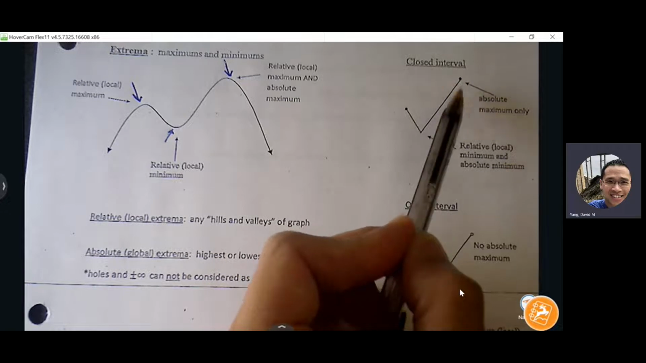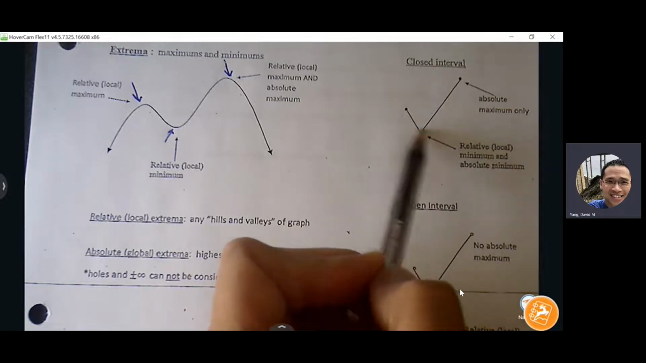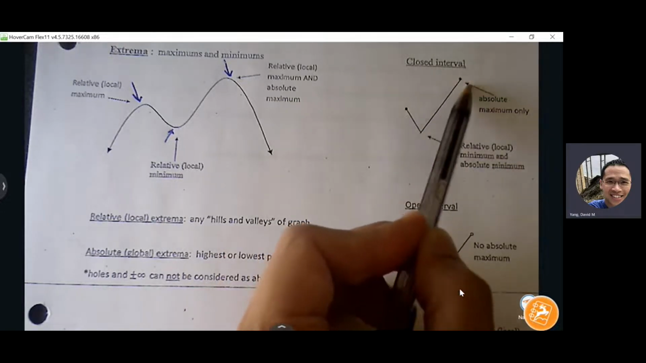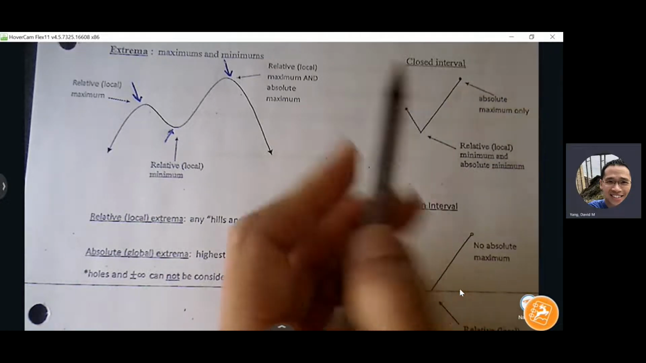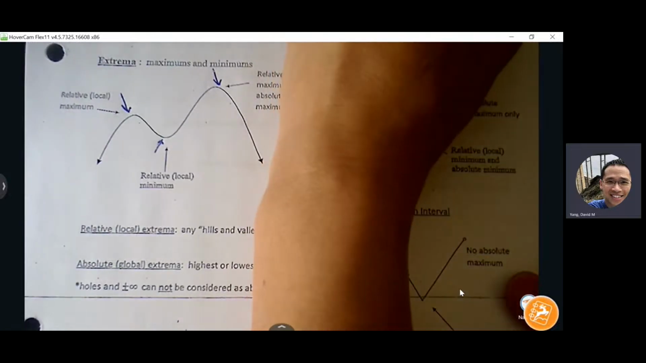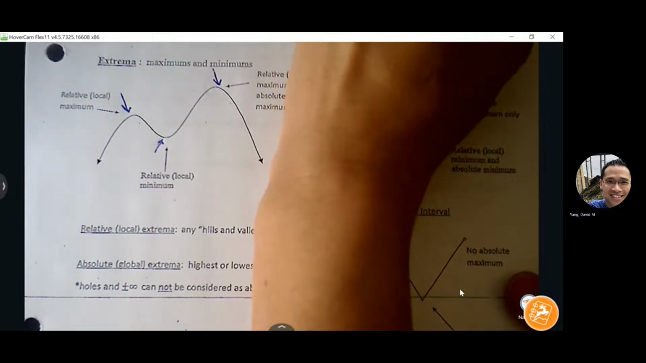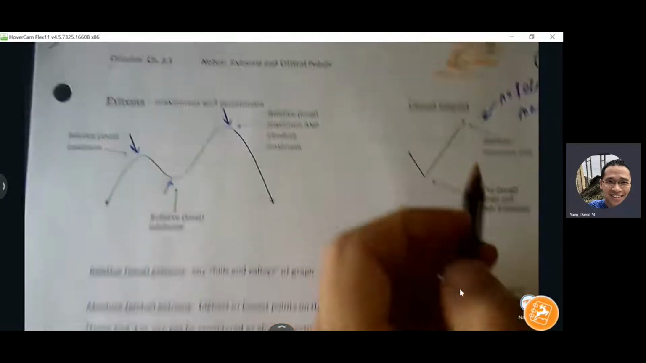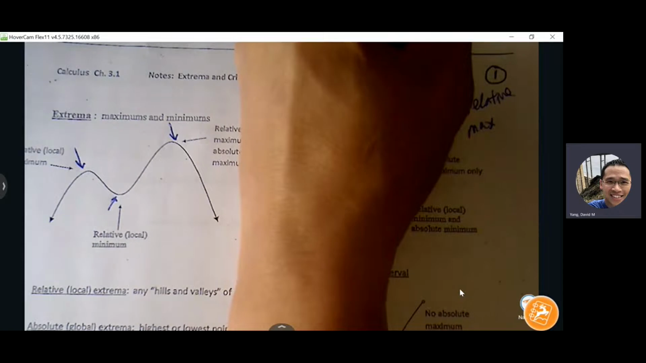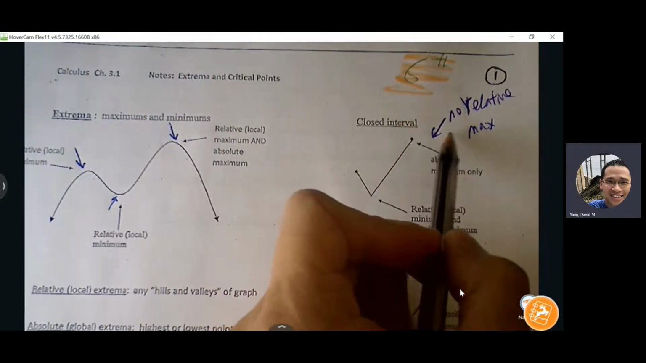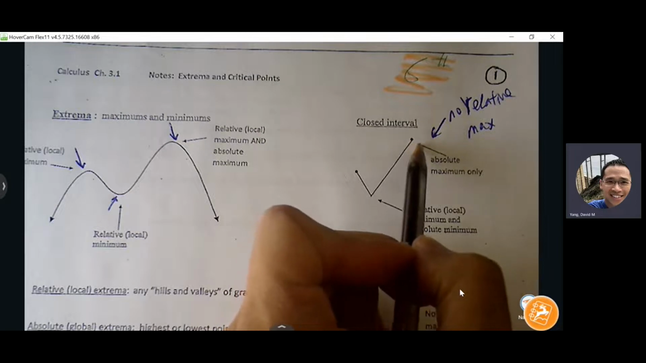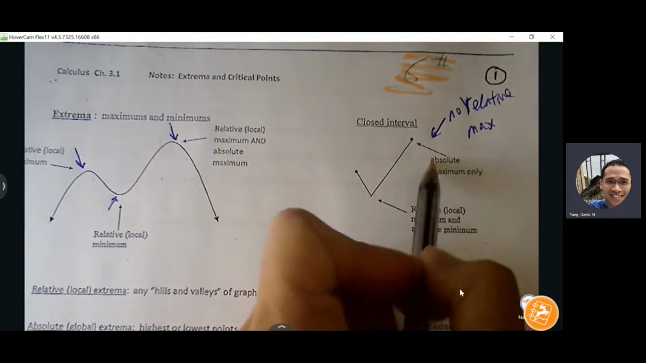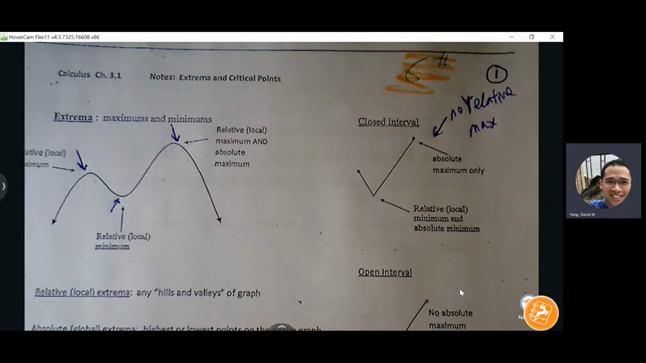This point here is called an absolute maximum because over the entire interval here, this is the highest point. But there is no relative max, because it has to be a hill or valley of the graph. So here, there's nothing on the other side, so it can't compare with both sides. So this is an absolute max, but it's not a relative max.